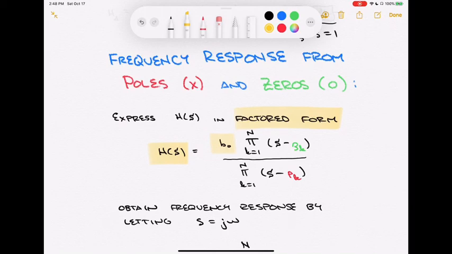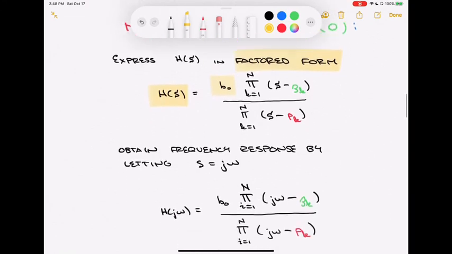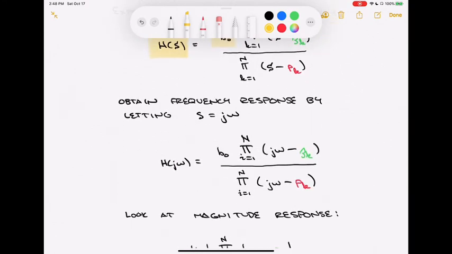So you have an overall B0 as well. That just imparts an overall gain on all of this. Okay, so we have a transfer function that's written in factored form. If I make this into frequency response, I can do that simply by letting s equal j omega. So you get the same exact expression. It's just s has been turned into j omega.